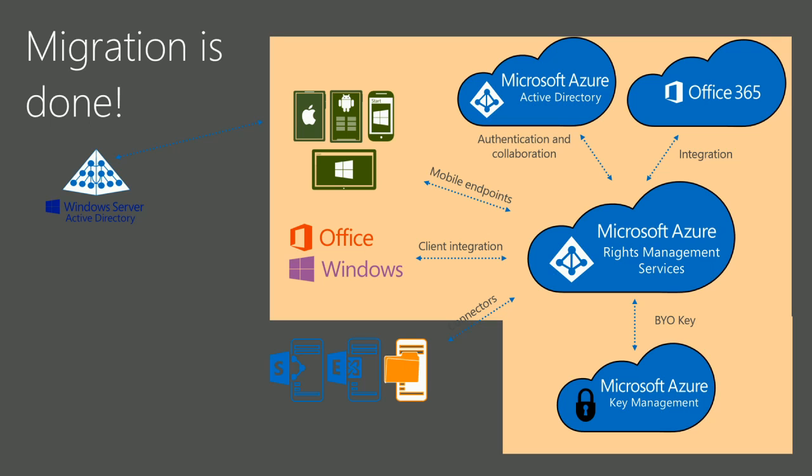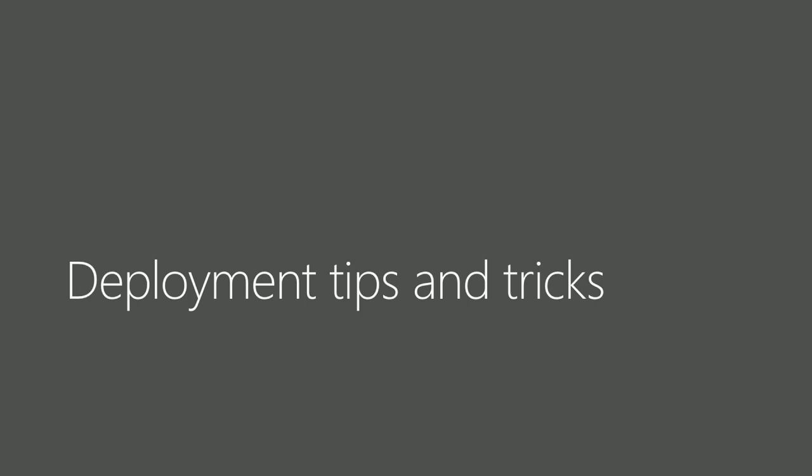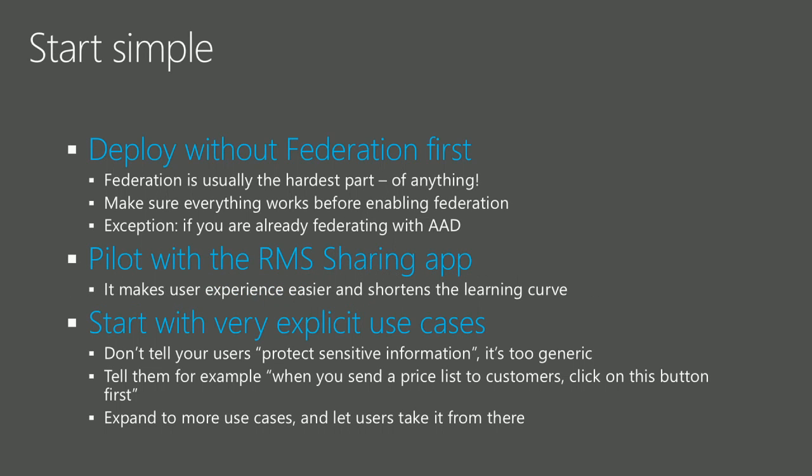So at that point, you moved to this model in which Azure RMS is at the center, all your clients are redirected, your directory is synchronized, and your on-premises servers and cloud servers are using Azure RMS, and optionally, you're using bring your own key. Before we're done, a few hints for a seamless migration.